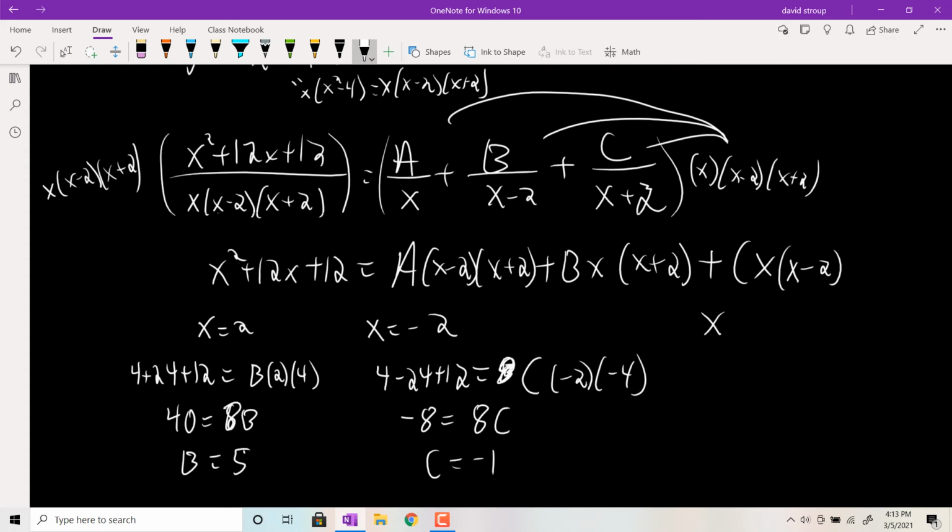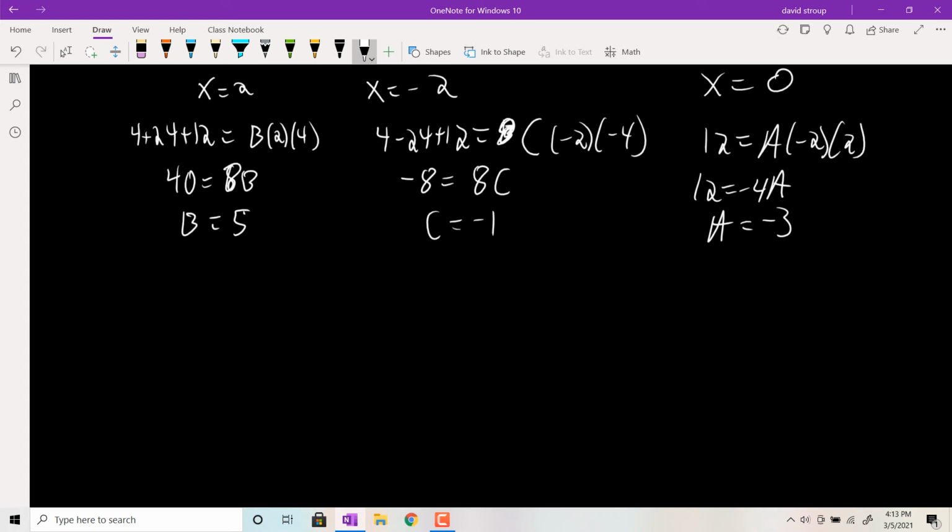And then finally let x be 0. So we got 12 equals a times negative 2 times 2. So 12 is negative 4a, and then a is negative 3. Okay, great. So we can rewrite our integral now.